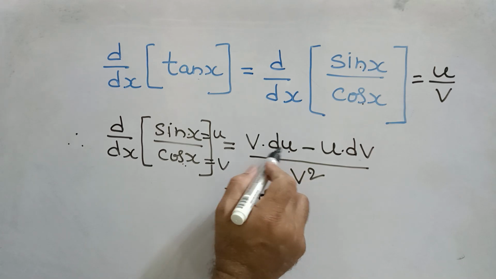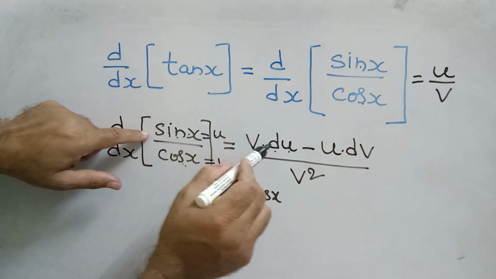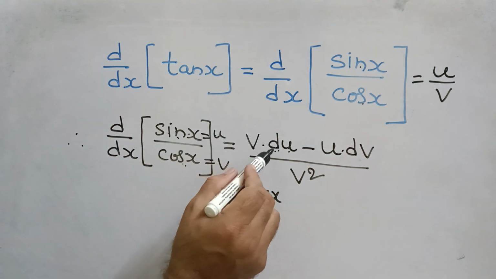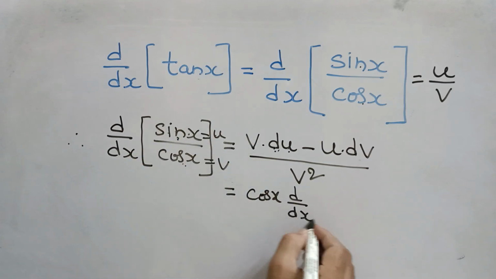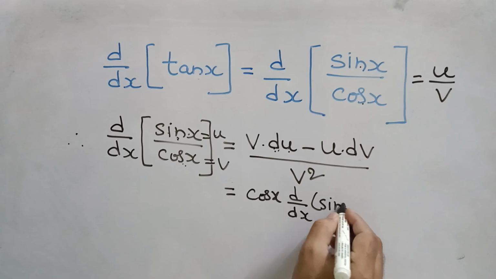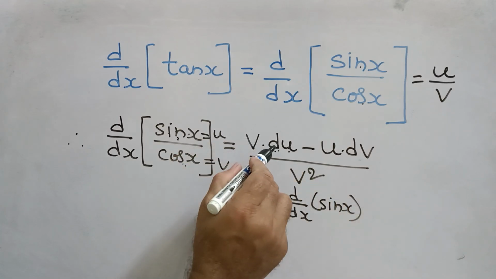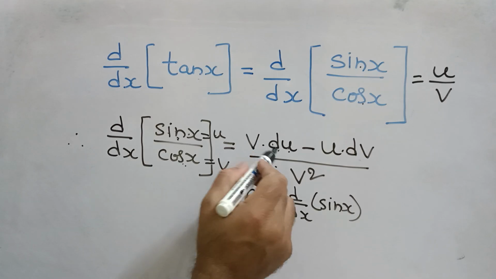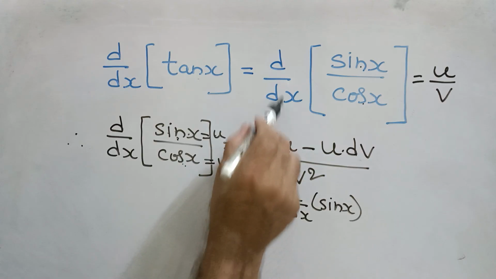What is du? du is nothing but the derivative of u. What is u? sin x. The derivative of sin x is nothing but d by dx of sin x. That is the meaning of it. Are you getting it or not? It is not required to write d by dx in short; you can simply write d also. This d stands for d by dx.